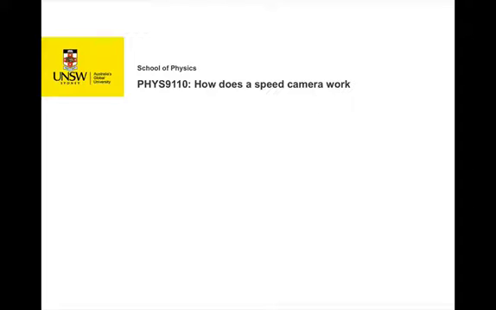This topic is going to look at how does a speed camera work. In this topic, we're going to be considering how does a speed camera work. In order to understand how a speed camera works, you're going to need to understand waves. So we'll be starting by looking at waves. We'll be considering longitudinal and transverse waves, and we'll be looking at what happens when a wave hits a boundary. Sometimes it's reflected and sometimes it's transmitted.